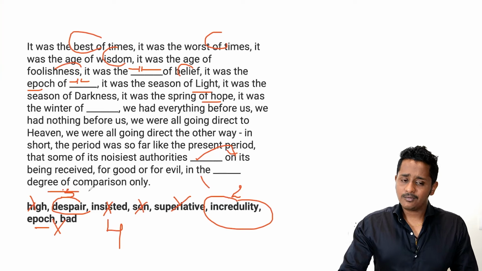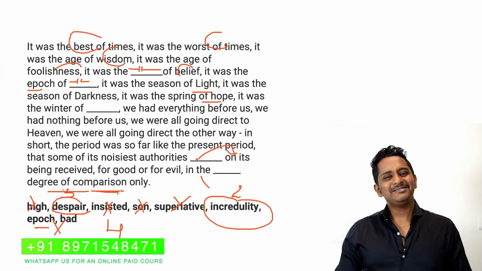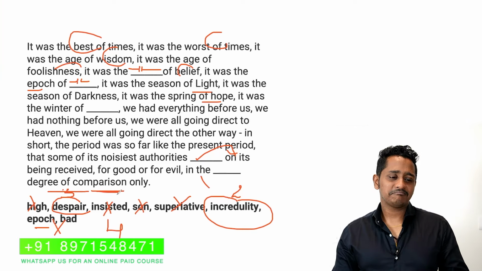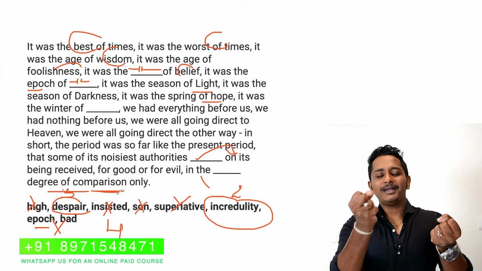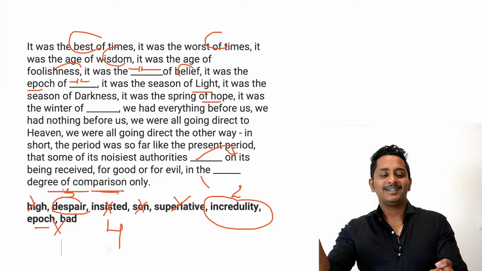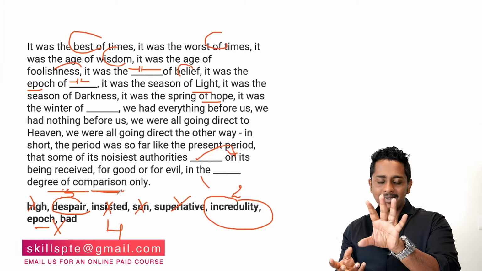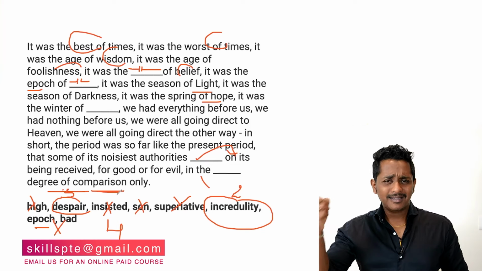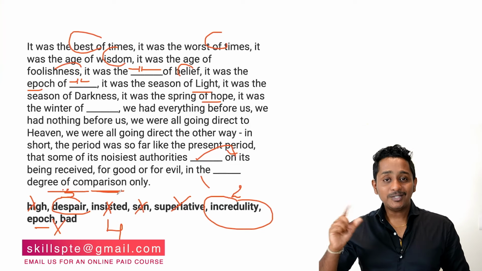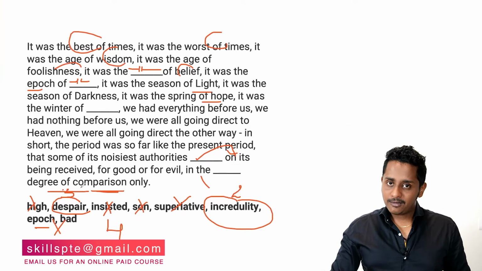"In the dash degree of comparison." This is very simple, you would have studied this in maybe first standard, second standard. Good, better, best. Good is the base, better is the comparative degree, best is the superlative degree. He is better than me. He is the best. That is superlative. In the superlative degree of comparison only, this is going to be the fifth one.